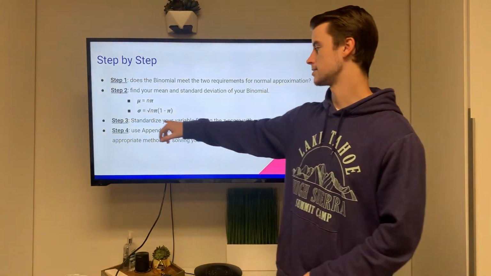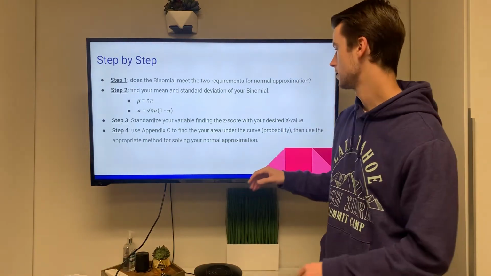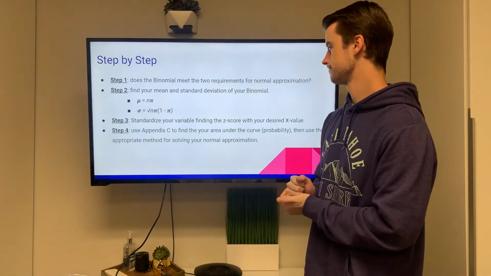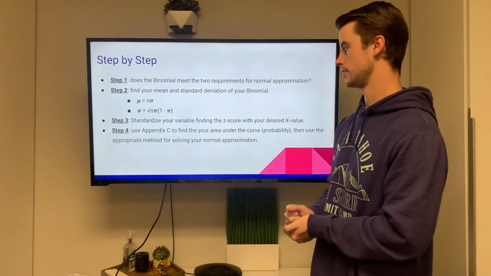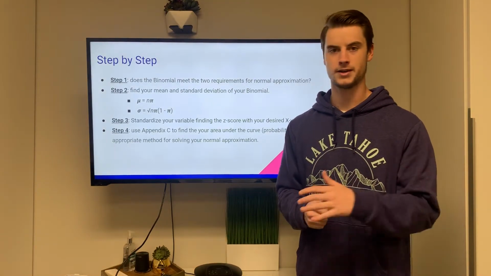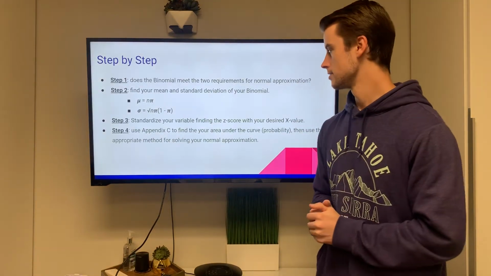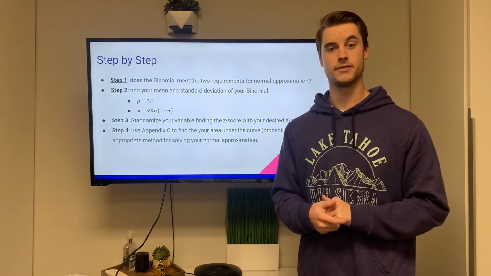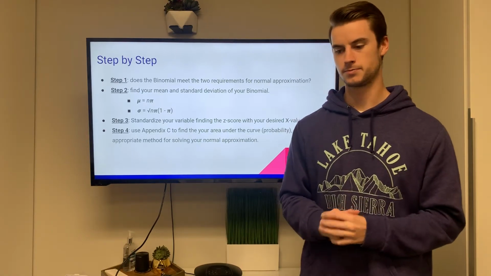Once we find that, we can then standardize our variable. We know standardizing variables is just our z-score, with our desired x value. And then we can use Appendix C to find our area under the curve, and then use the appropriate method for solving your normal approximation. We've done plenty of examples where we can find that and find the value accordingly, okay? So this is the general version. There is an example in your book that we'll pass out if you don't have the textbook, and you can look at that as we do some of these problems, okay?